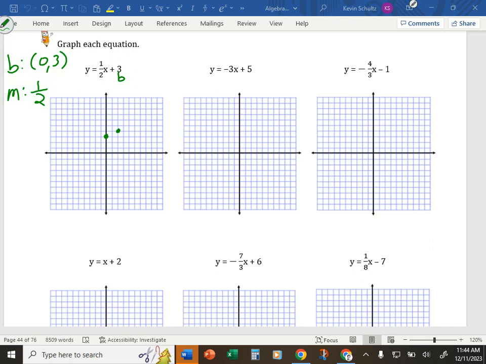Then connect the points with a line, arrows on each end to show it goes on forever. That's linear. And you have your graph.